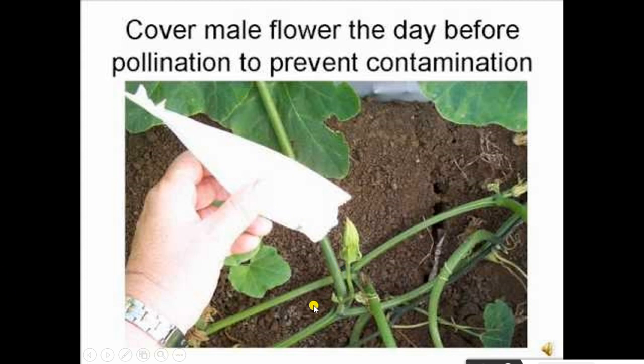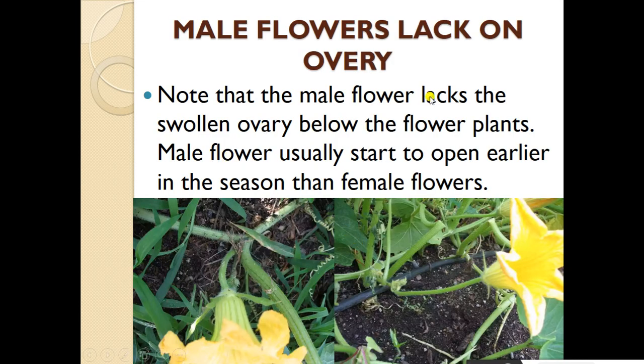Next, covered male flower the day before pollination to prevent contamination. To avoid contamination, the male flowers are covered with a butter paper bag just one day before pollination. Then male flower lacks ovary. Note that the male flower lacks the swollen ovary below the flower. Male flowers usually start opening earlier in the season than the female flowers.